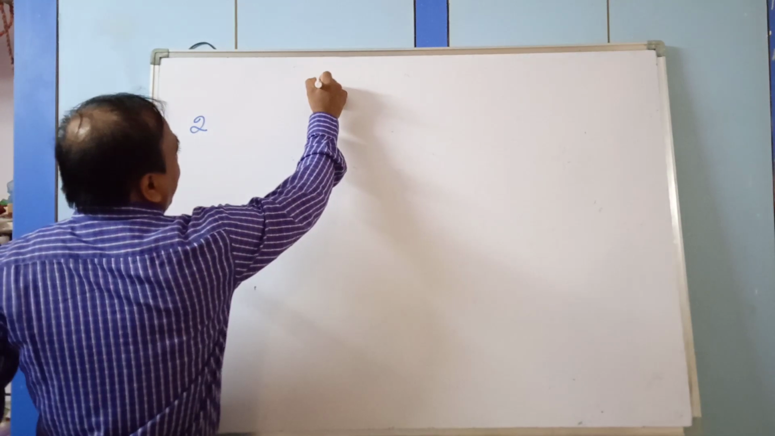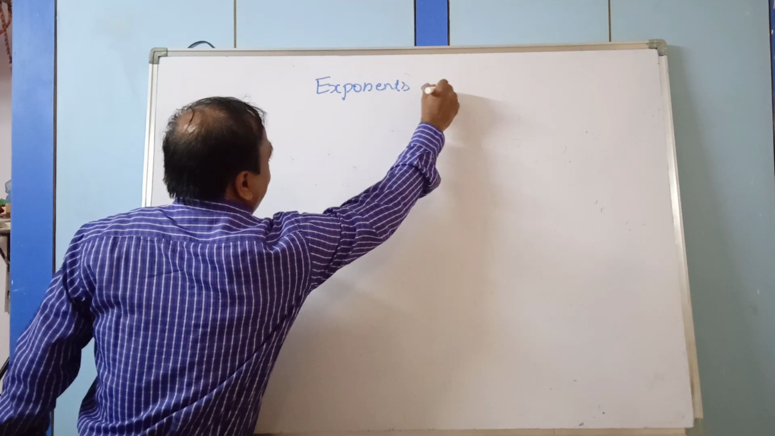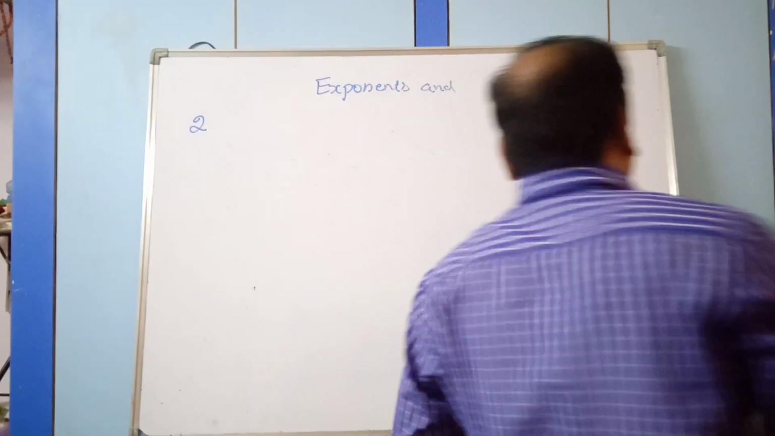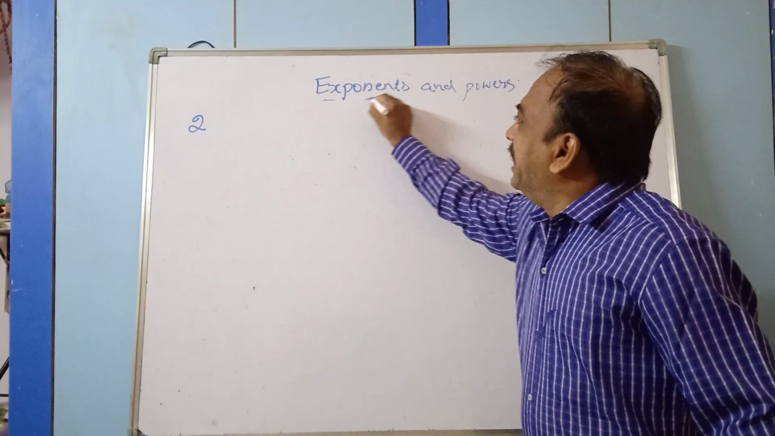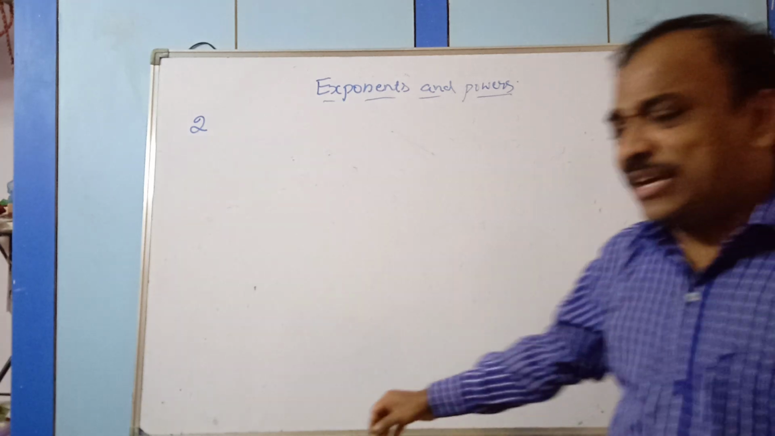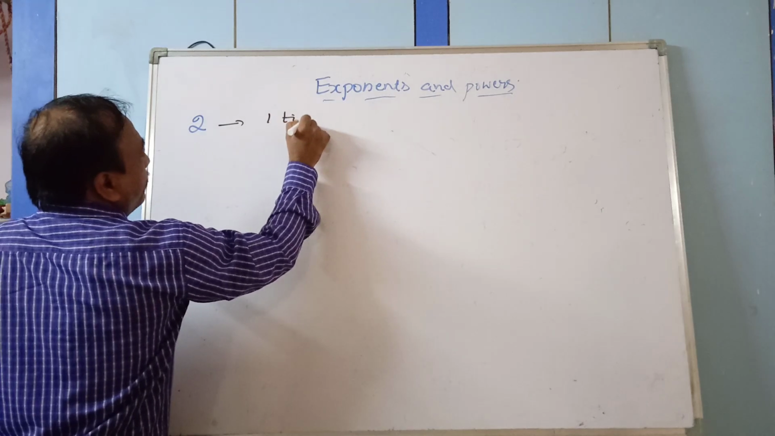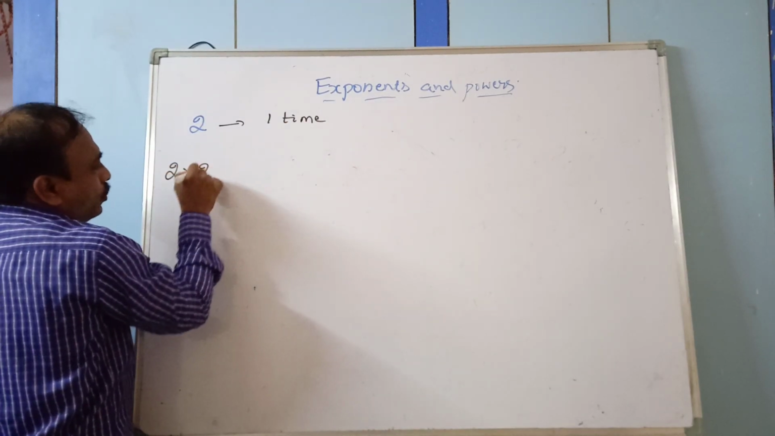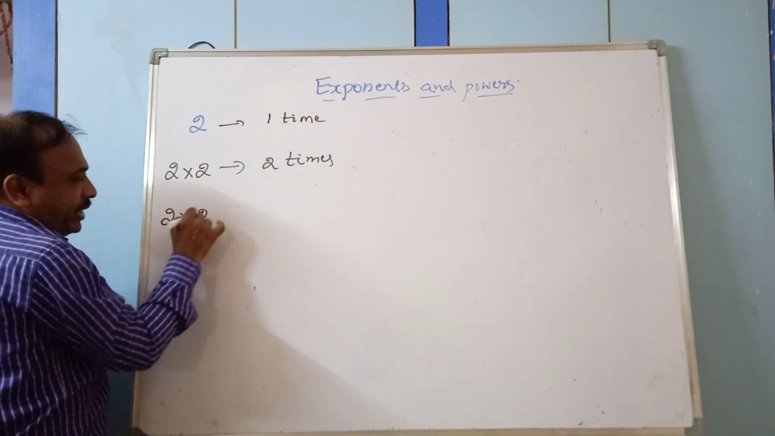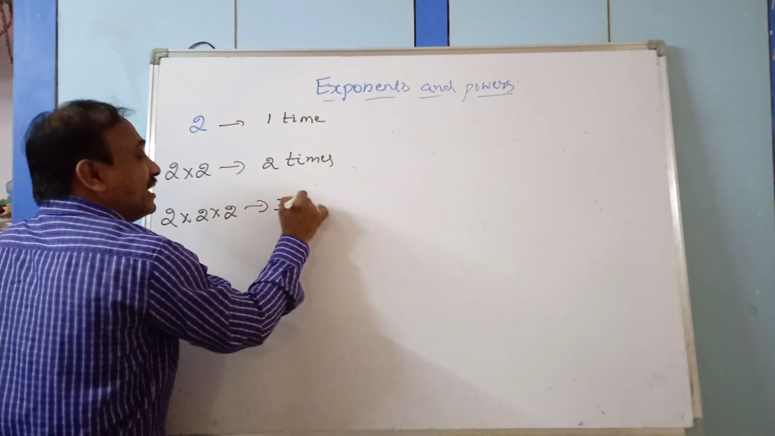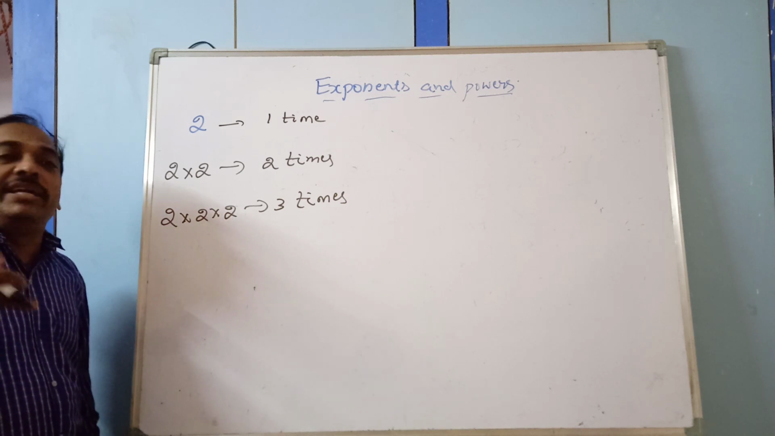What is the chapter name? Exponents and powers. This is the chapter name. Now, how many times is 2 appearing here? I wrote 2 here, 1 time. Now 2 into 2, how many times? 2 times. Now 2 into 2 into 2, how many times? 3 times. 2 is multiplied 3 times: 2 into 2 into 2.